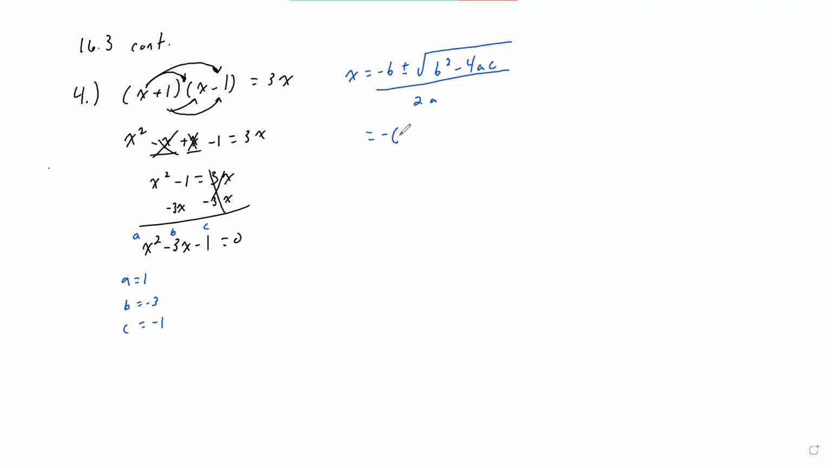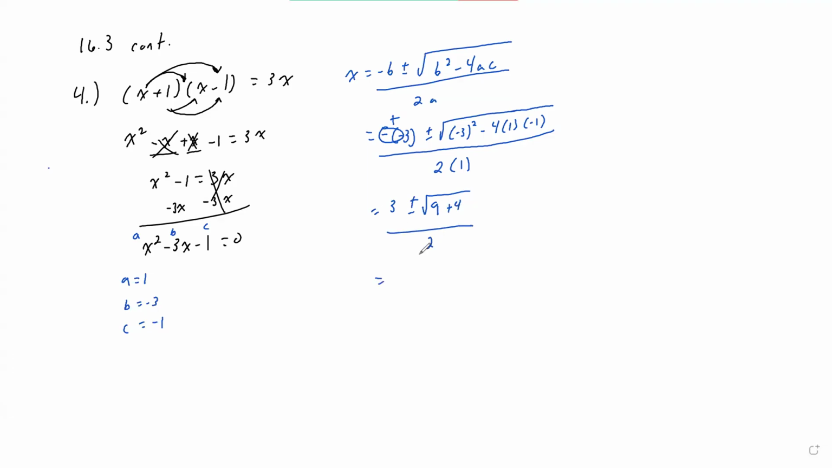That becomes negative, parentheses, negative 3, plus or minus the square root of negative 3 squared minus 4 times 1 times negative 1. Again, notice every time I plug in a letter, I'm using parentheses to indicate multiplication, and then it's 2 times 1. Now I'm just going to simplify this. So two negatives make a positive. So I get 3 plus or minus negative 3 squared is 9 minus 4 times 1 is 4. 4 times negative 1 is negative 4. So that makes that a positive 4, divided by 2. And then 9 plus 4 gives me 13.